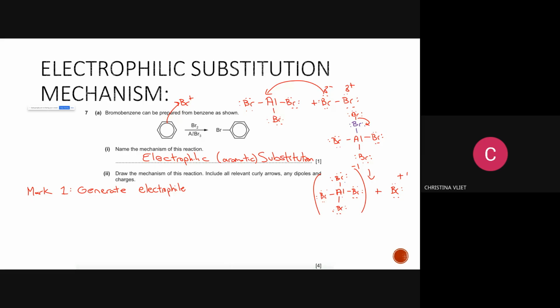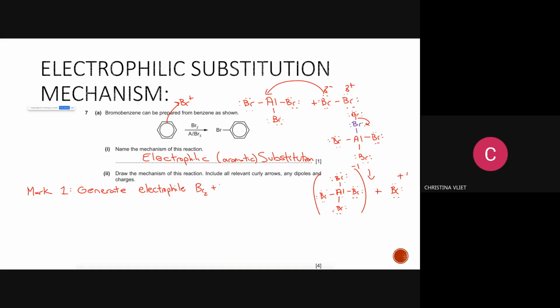Cambridge does not need you to know all that. Like, they don't expect you to write all of that to earn the 1 mark. So how do you earn the mark? Generate electrophile. This is what Cambridge expects you to write. But I think it's important for you to have a general understanding. If you need to know, this is how this happens. This is how this happens. Okay, this is what they want you to write.